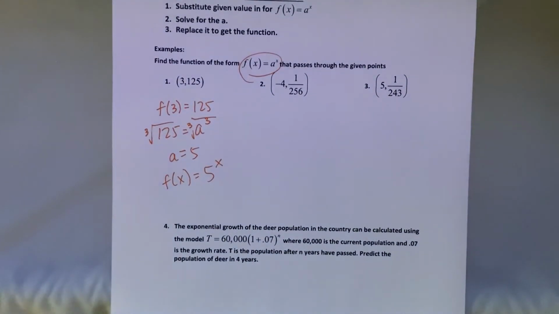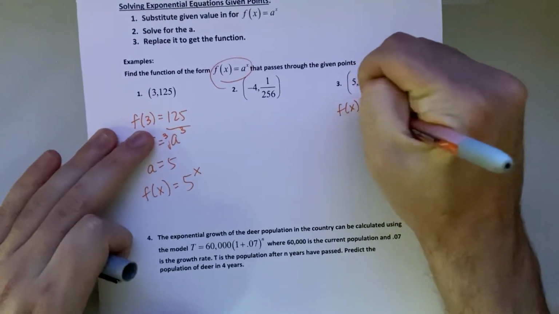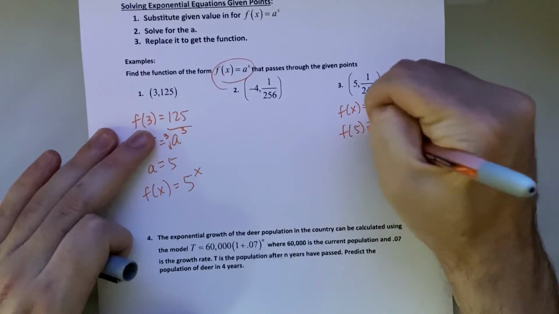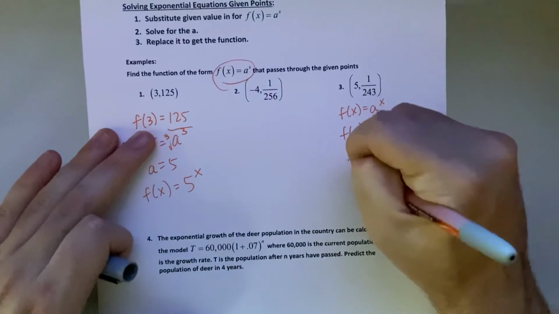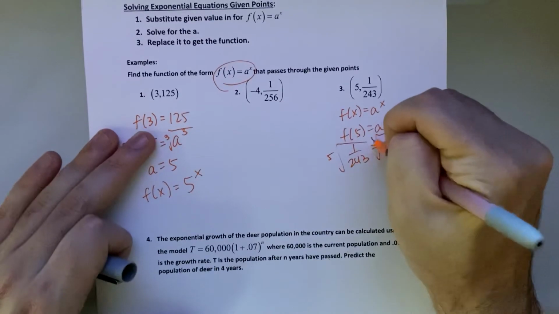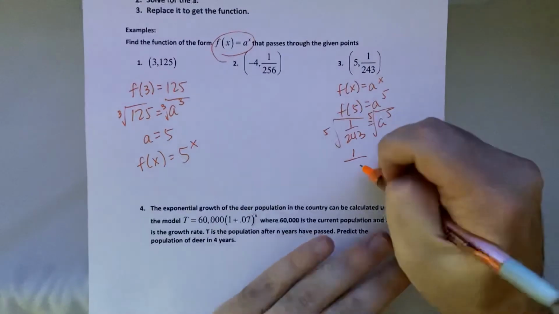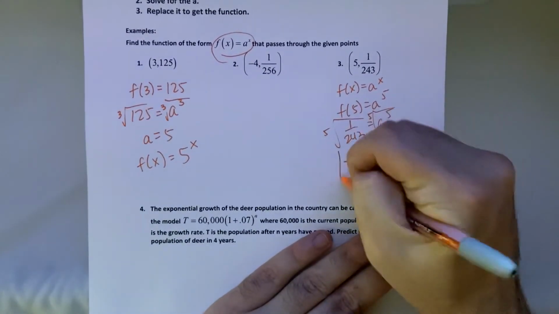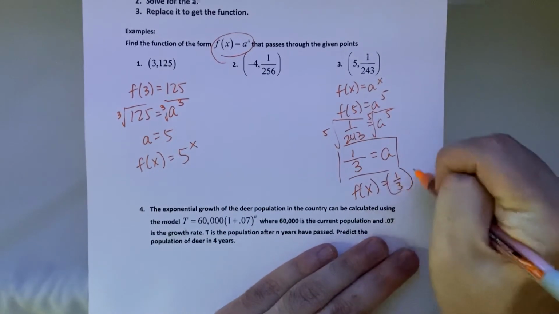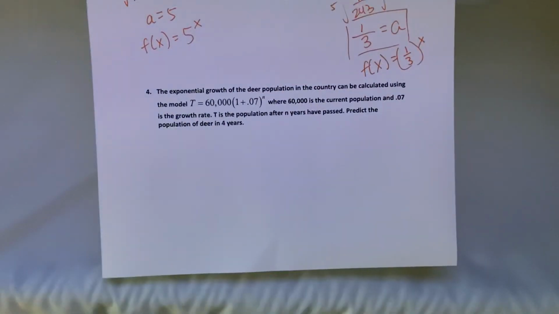We'll do one more. So f of x equals a to the x. F of 5 equals a to the 5th, and we know that that's 1 over 243. We take the 5th root. We get 1 over, what was the 5th root of 243? It is 3. So a is 1/3, which means our original function is f of x equals 1/3 to the x power. Let's do the word problem underneath this.